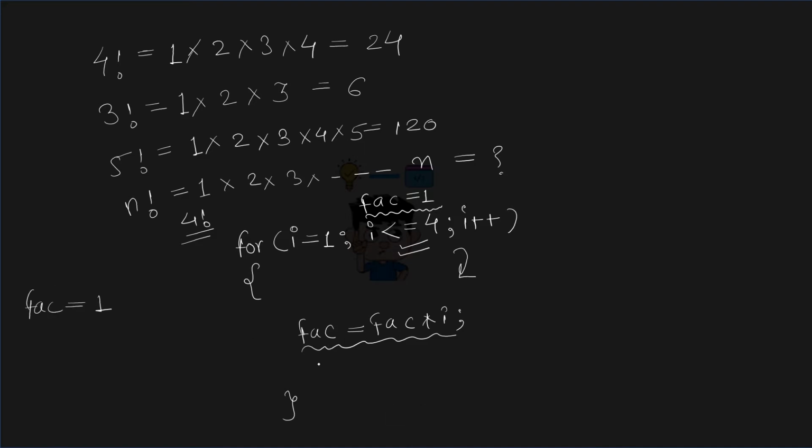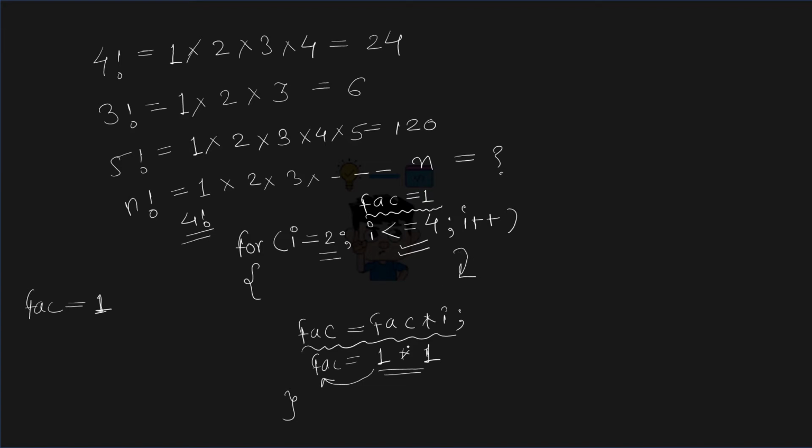Then what is the value of i? Value of i is 1. Then 1 into 1 is 1. Then we store the answer inside the fact variable. What will be the value of fact now? Is it 1? Yes, it is 1. Then again, we increment i by 1. Now, i becomes 2 from 1. Then check the condition. Is 2 less than or equal to 4? Yes. Then simply jump inside the for loop.